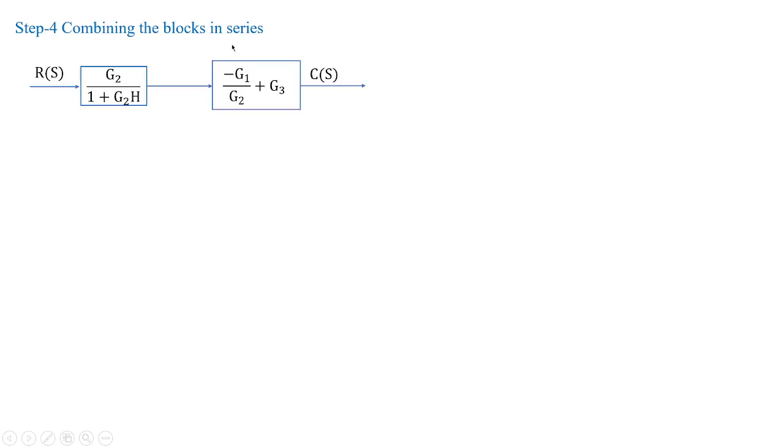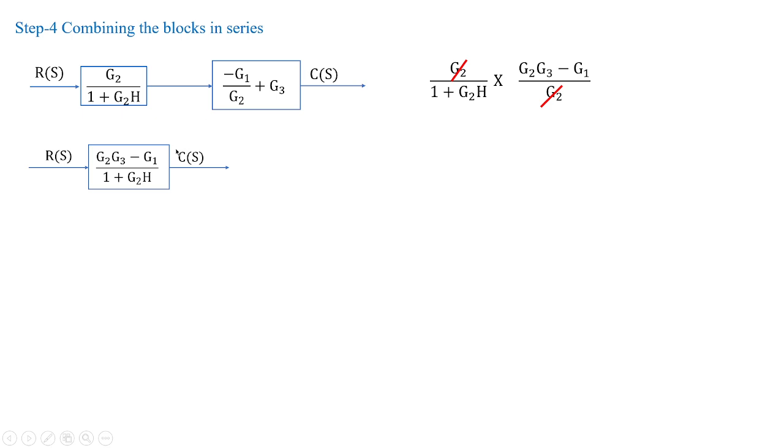Anyhow, we can combine the blocks in series in this fashion and we can eliminate the like terms like G2 and G2, and finally we are going to get C of S by R of S which is equal to G3 minus G1 by 1 plus G2H. So this is the transfer function we have obtained using the block reduction technique. You can check our previous video on how to obtain the transfer function using block reduction technique. The same problem we have discussed over there.